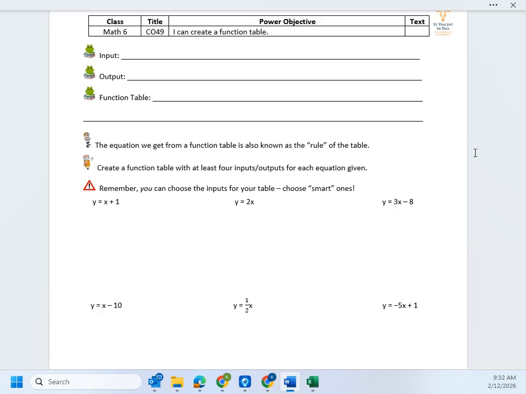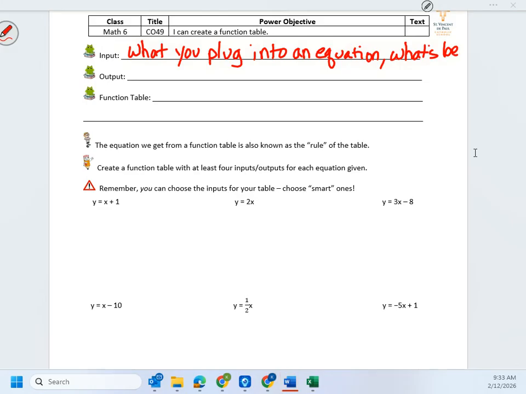So we have some definitions that we need to do. We need to know what these words mean. First is input. Input is what you plug into an equation. And we call that what's being tested. So it's what you're putting into it.